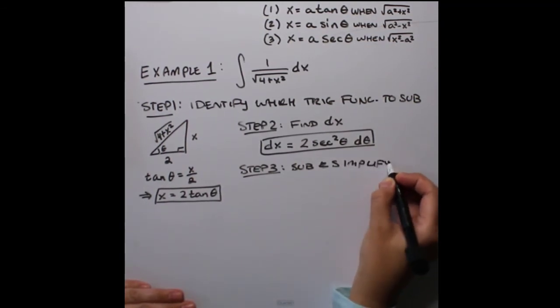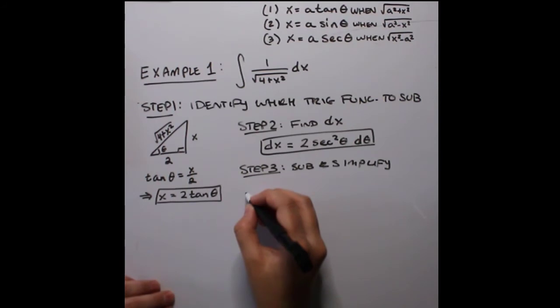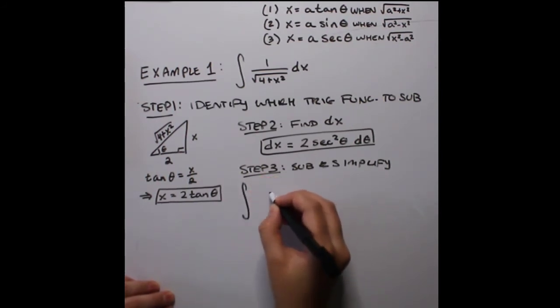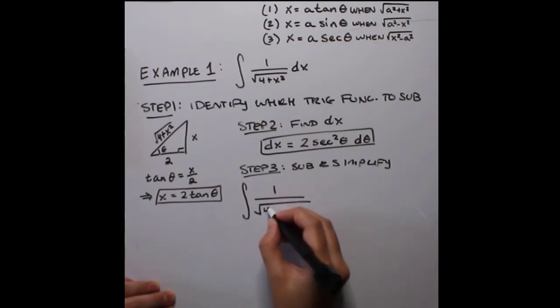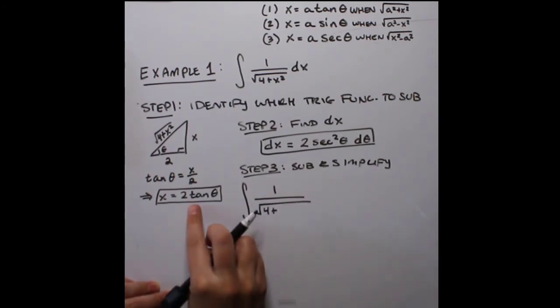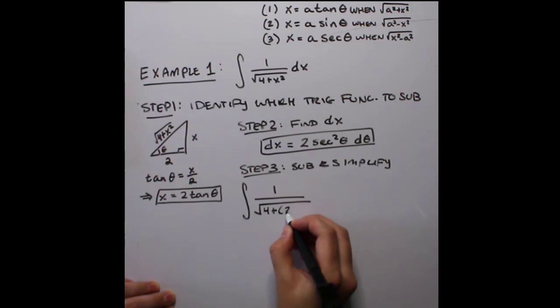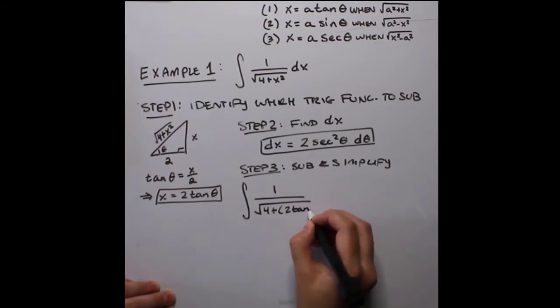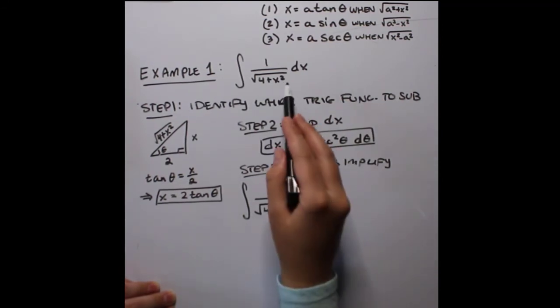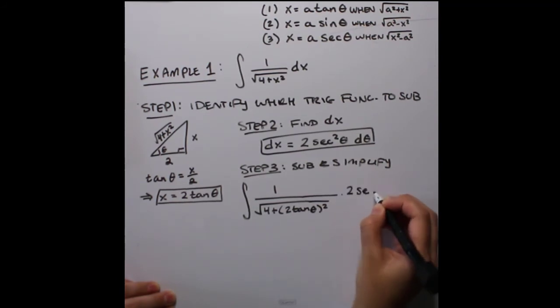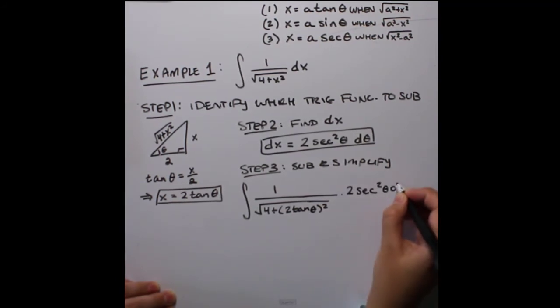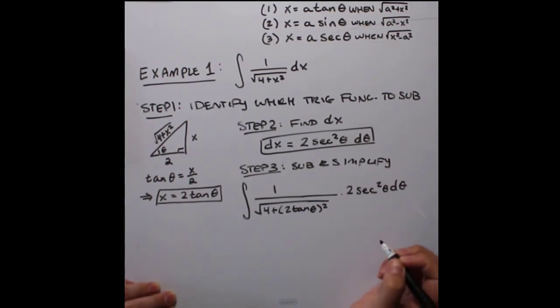All right. So jumping into our integrand, we have the integral of 1 over the square root of 4 plus, let x be 2 tangent theta. Now be careful, put parentheses because you are squaring this quantity, because this was x squared. Okay, and then dx is all of this. So dx is 2 secant squared theta d theta.